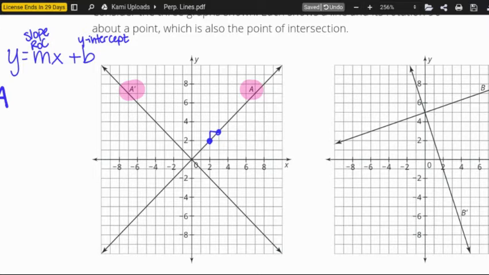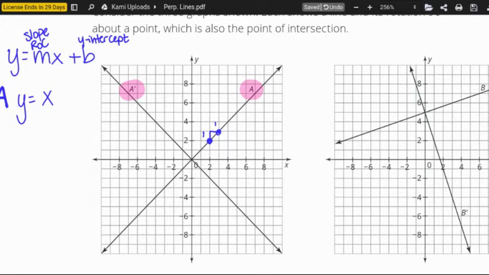This is a rise of 1 and a run of 1, so it just has a slope of 1. I don't actually have to write 1x, that's simply x. And then now I need the y-intercept. This line crosses the y-axis at 0. I also don't need to write plus 0, therefore the equation is just y equals x.